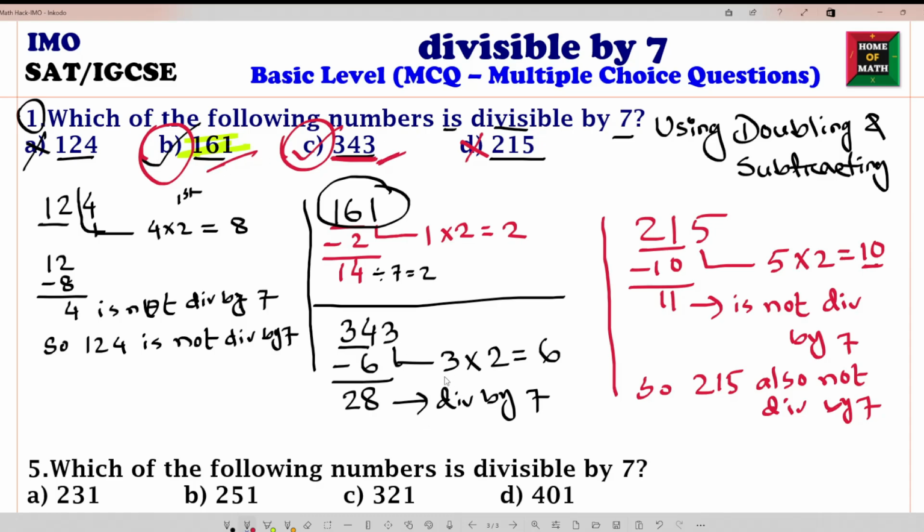I hope you understand this one. It's very important math. If we see any number, we can understand whether this number is divisible by 7 or not. And in this kind of math we cannot use a calculator. No calculator, right? Now number 5.